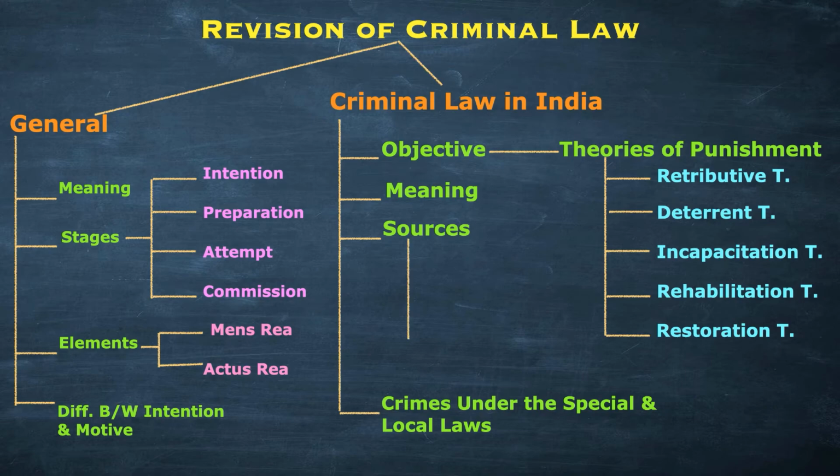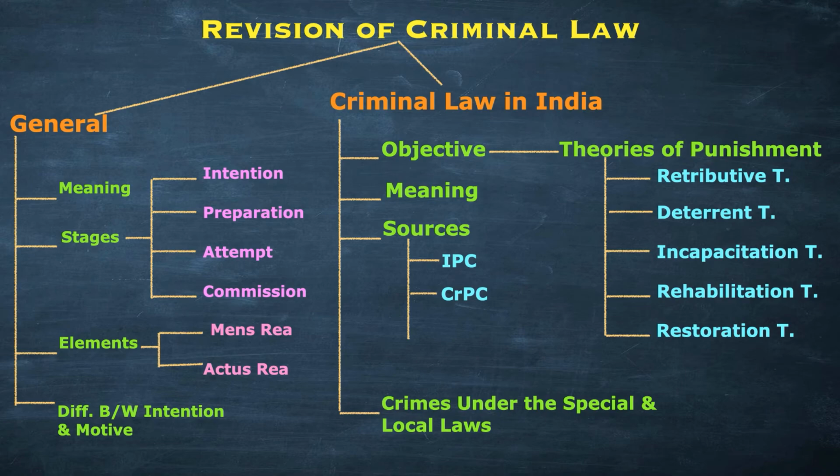Next one is the sources. Under the sources, primarily we have the Indian Penal Code 1860, in short IPC. It defines, categorizes and describes the crimes and respective punishments. Second one is the Criminal Procedure Code 1973, or in short CrPC. It defines the procedures and proceedings of criminal investigation and criminal trial.